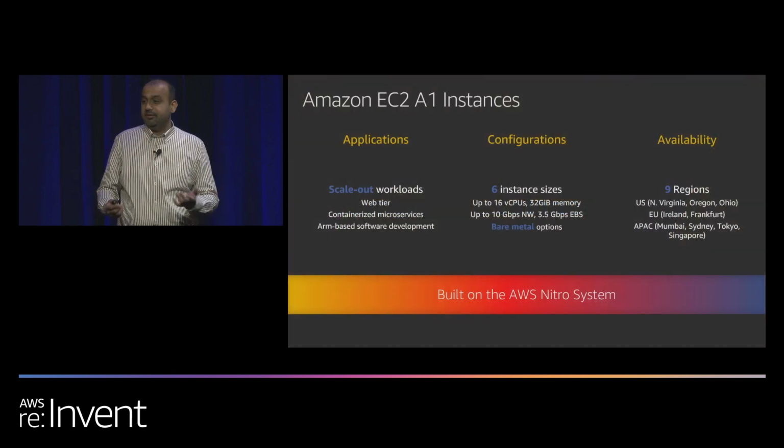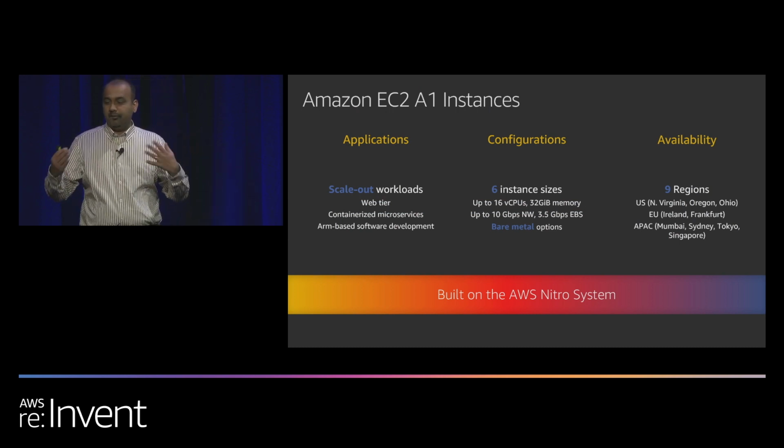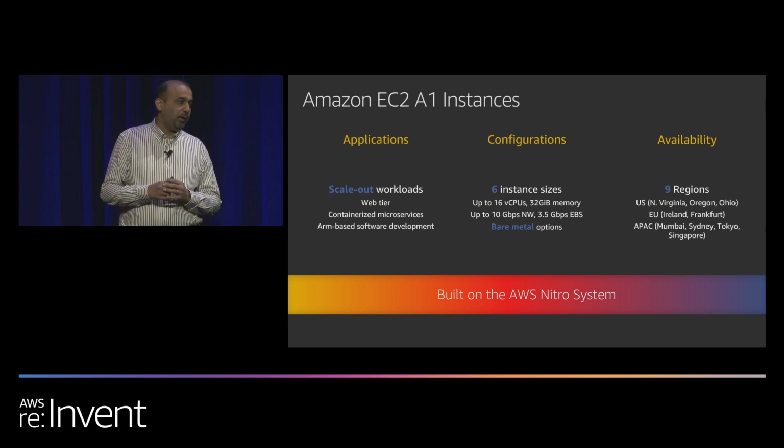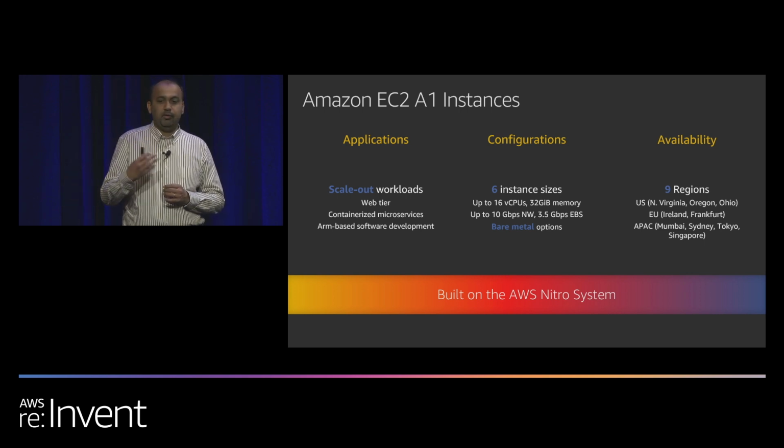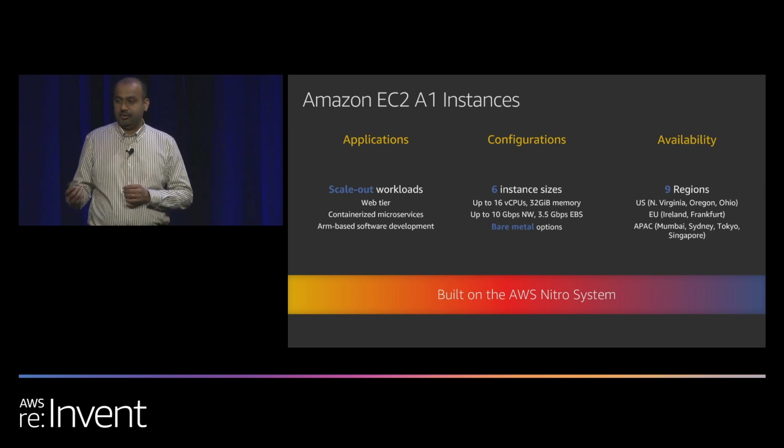And all of these instances are, by the way, built on the AWS Nitro system, which allows us to offload storage and networking from the host processor and deliver maximized resource efficiency back to the instance. And it also allows us to innovate faster and deliver cloud services at scale securely.